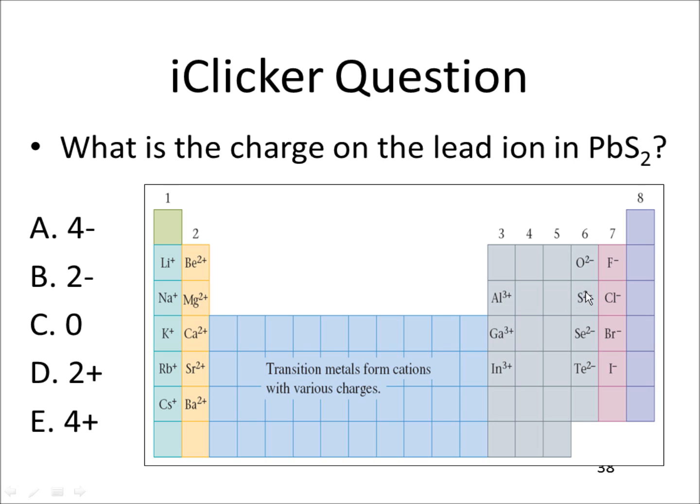So sulfur is in this column, right? So a sulfur is going to have a -2 charge. How many are in lead sulfide? 2. So there are 2 sulfurs here. That means that there's 2 times -2, -4 charge on these 2 sulfurs. What number with -4 equals 0? Yeah, +4. Okay, so we know that lead has to be lead 4, or lead +4.